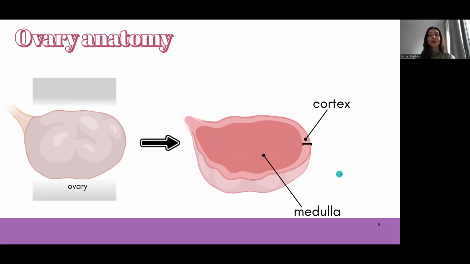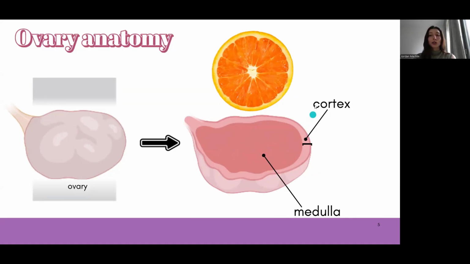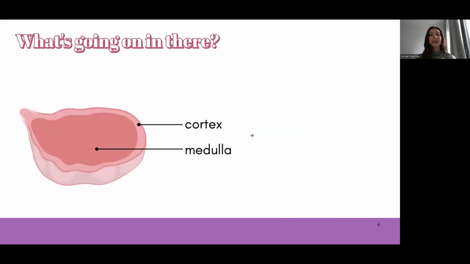You can think of the ovary like an orange, where the orange peel represents the cortex, and the inner part where the fruit is represents the medulla. This is important because the two different regions of the ovary contain different things, and they differ in physical properties.